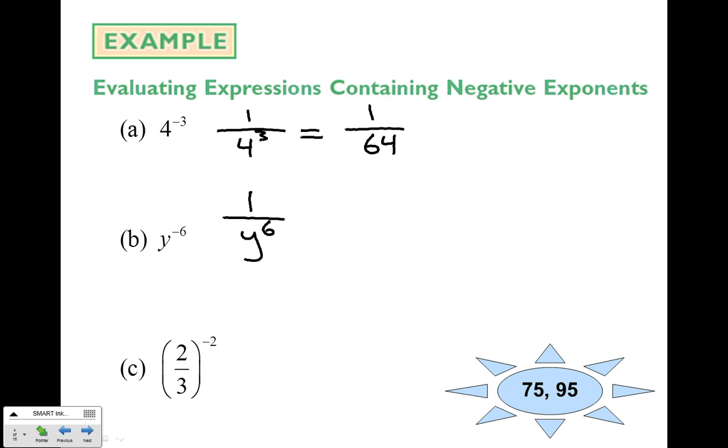And on this one, if you have a fraction, this is like saying flip it over. So instead of 2/3 to the negative 2, it's 3 over 2 to the positive 2, which turns into 9 over 4. All right, knowing that, you've got two problems to do, 75 and 95.